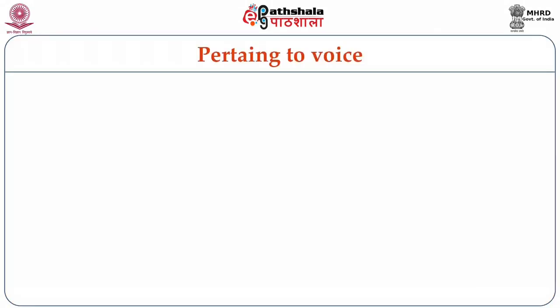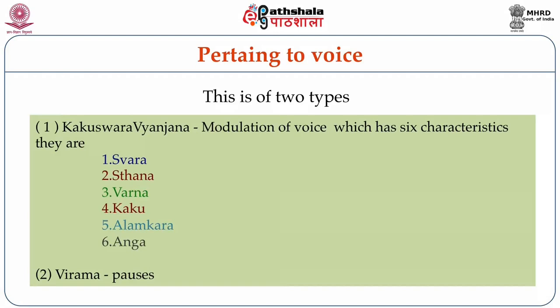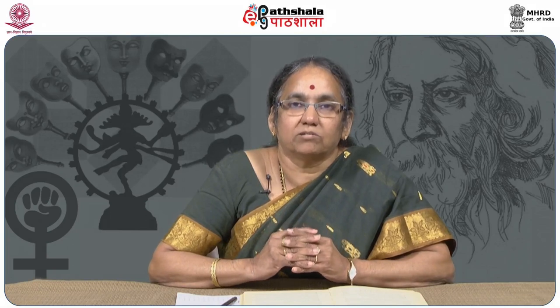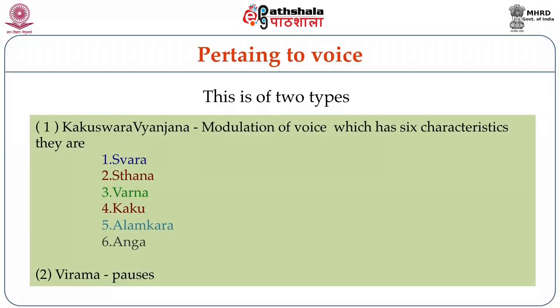Vachika Abhinaya pertaining to voice is of two types: Kakuswara Vyanjana and Virama. Kakuswara Vyanjana is a modulation of the voice which has six characteristics. The first is Swara, then Sthana, Varna, Kaku, Alankara, and Anga. Swara is a musical note. The seven fundamental musical notes, Sa, Ri, Ga, Ma, Pa, Da, Ni, are the swaras pronounced by the person.